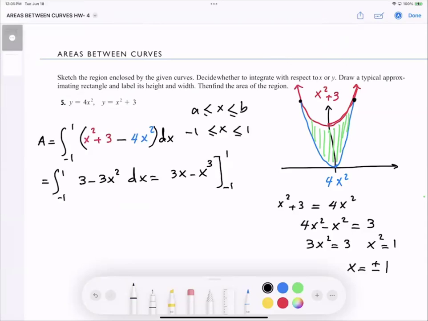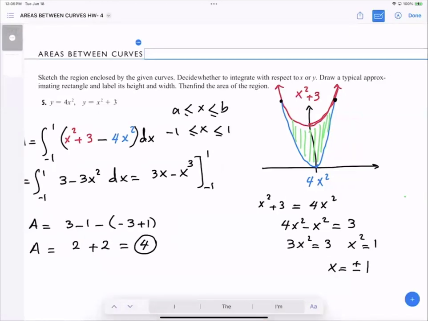Let us plug in 1, then plug in -1, and do the algebra. Area is equal to 3 minus 1 minus (-3 plus 1). So area is equal to 2 plus 2, or 4. This is the area of the object bounded between these two curves.